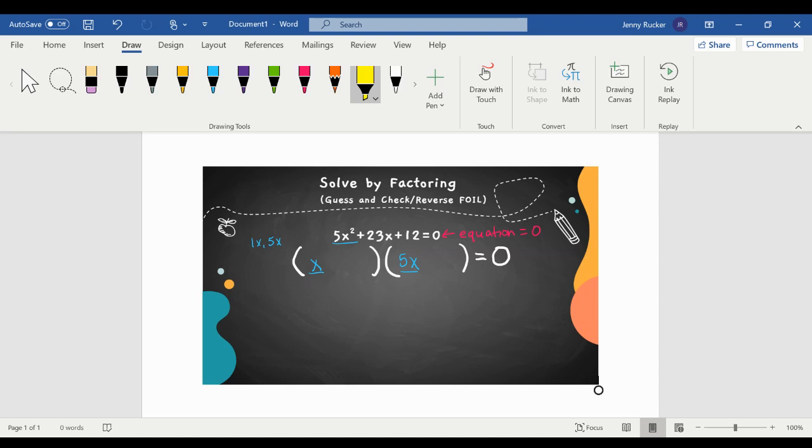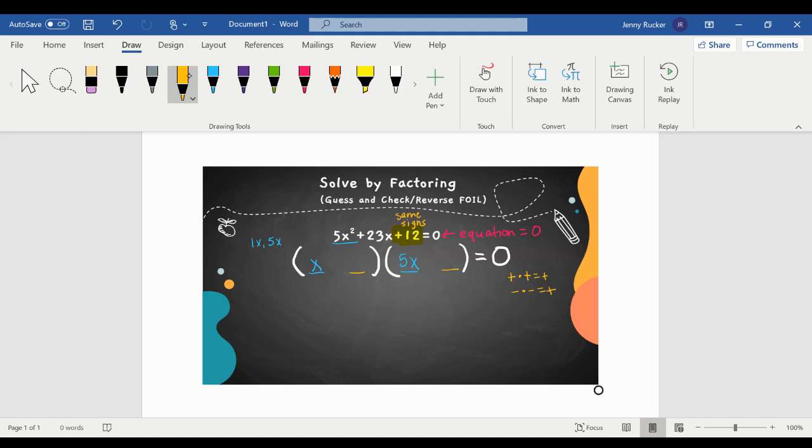To help us determine our signs, we need to look at the sign of C. Our C value is positive. This means that the signs in our factors will be the same. We know this because in order to get a positive 12, our last times our last must have the same sign. It must be a positive times a positive or a negative times a negative.